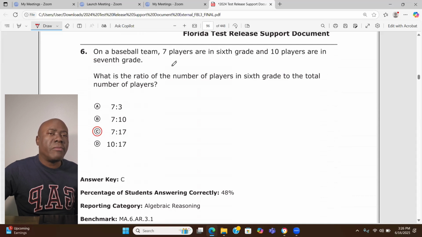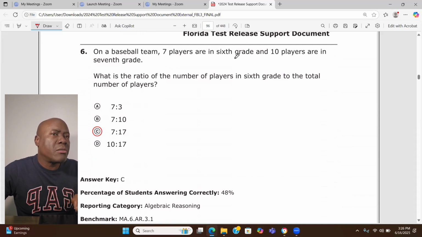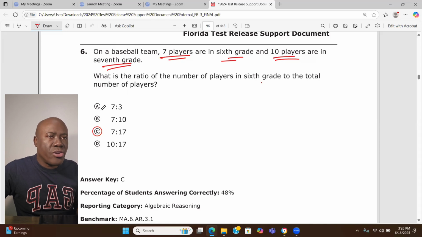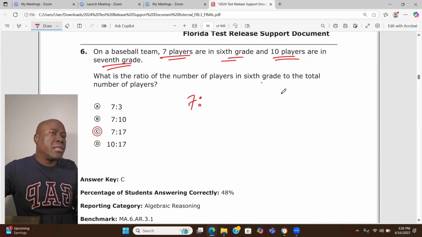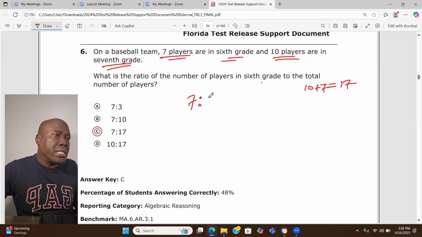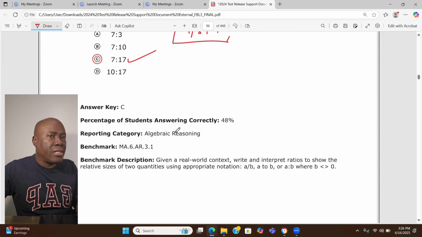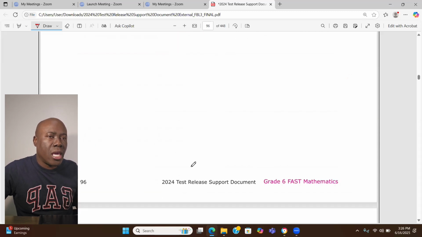All right, number 6. Number 6 says, on a baseball team, 7 players are in the 6th grade, 10 are in 7th grade. What is the ratio of the number of players in 6th grade to the total players? 6th graders, we have 7. Total would have been 10 plus 7, that's 17. So it's going to be 7 to 17 because we're talking about the 6th graders to the total. We're looking for this, and the answer is C.